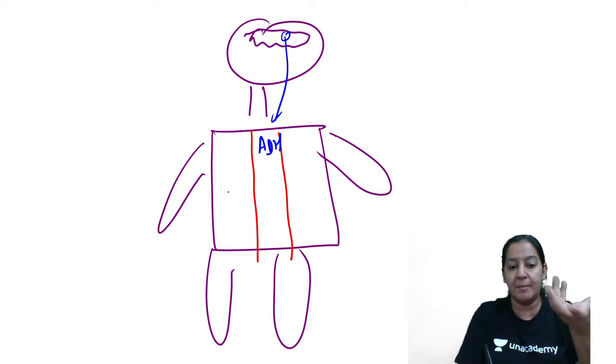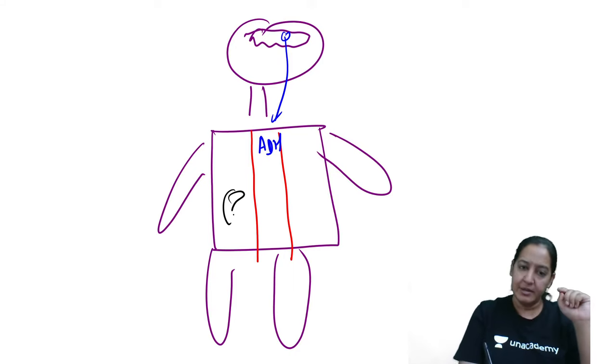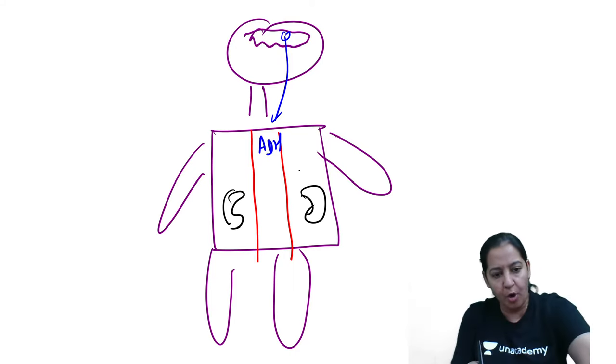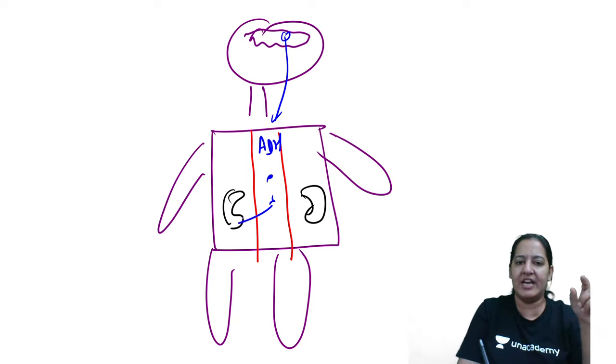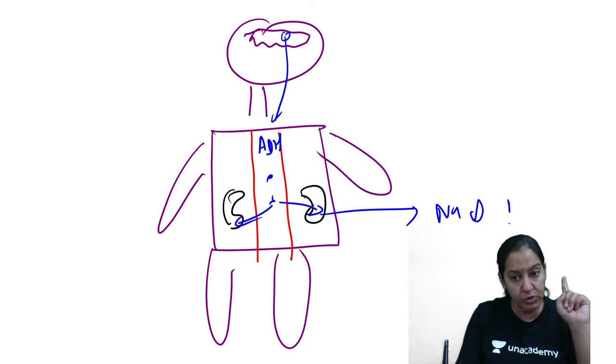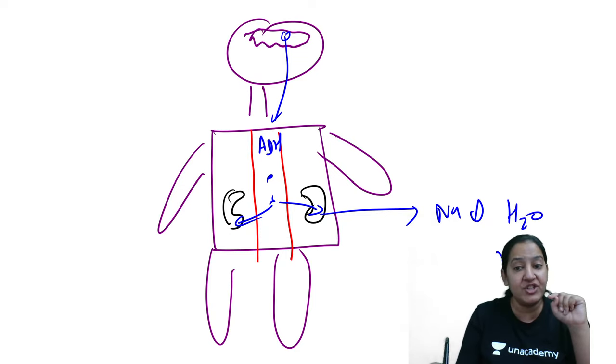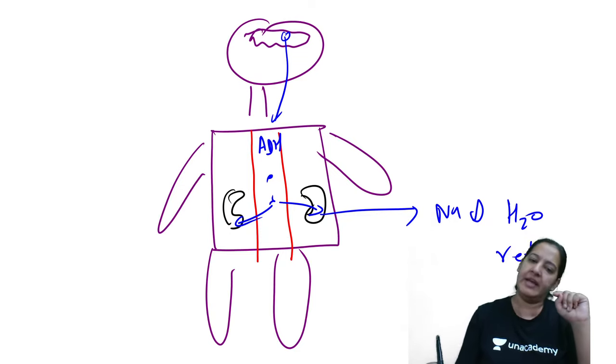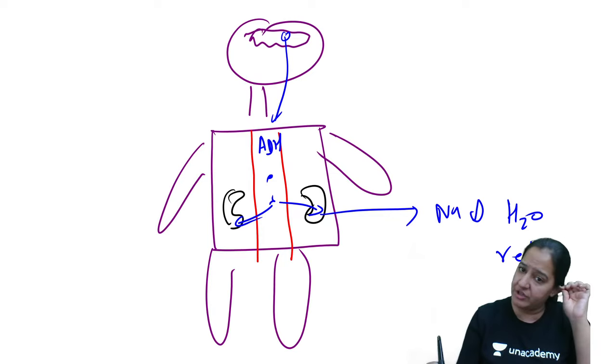This ADH after coming in the blood, what is its function? This ADH goes to the kidney. In all of us, this ADH goes to the kidney, and in the kidney, it does sodium and water retention. Retention in the kidney, right? So that is the ADH function normally.